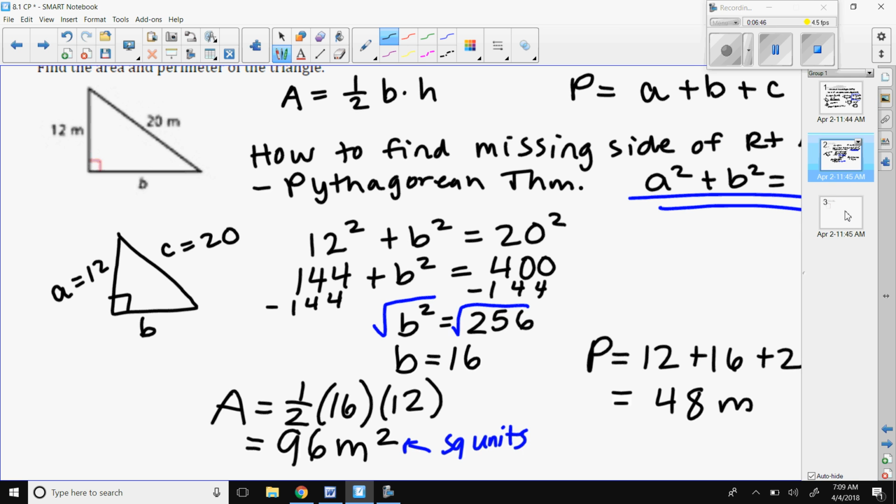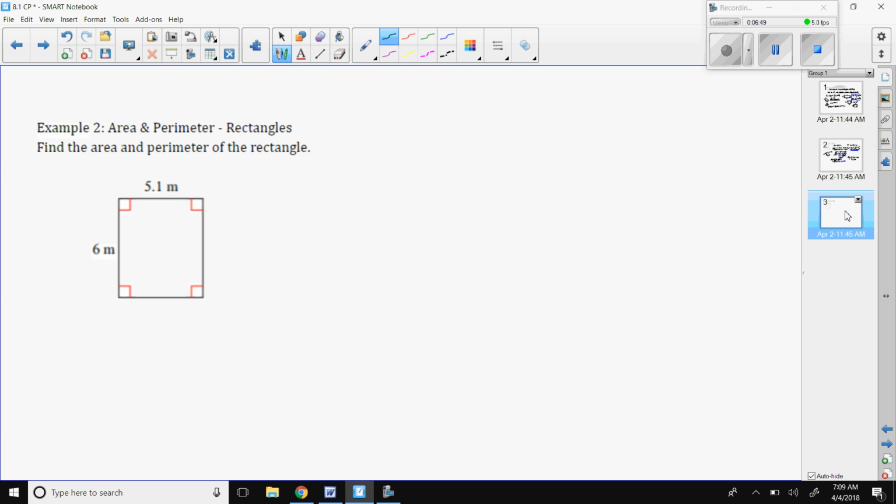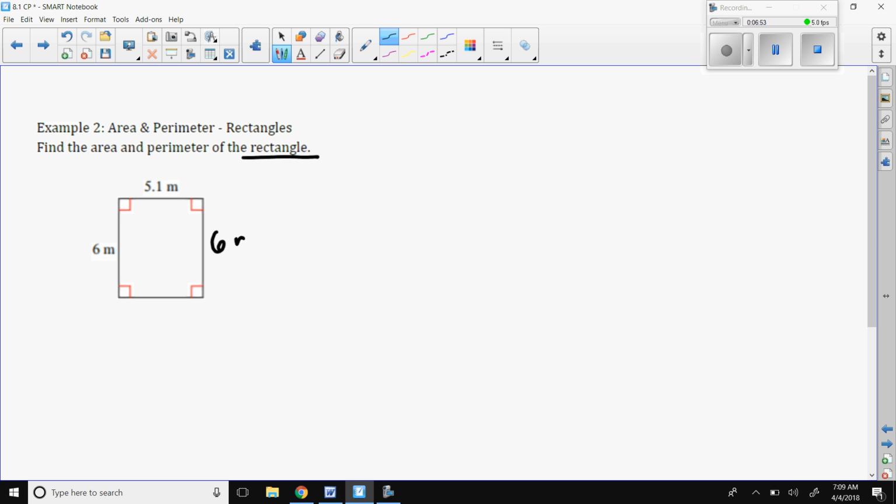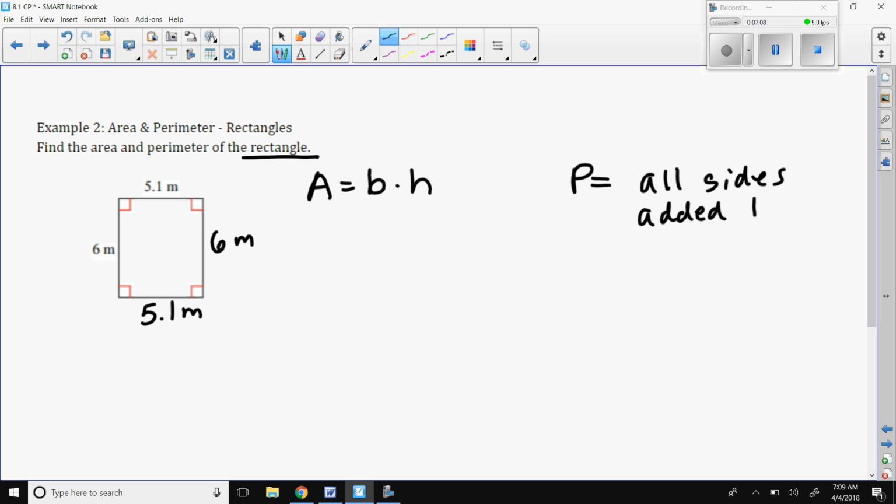One more on the back side. Find the area and perimeter of the rectangle. Okay, since we're talking about a rectangle, my opposite sides are going to be congruent, so I can fill these in. Okay, my area is going to be my base times my height. My perimeter is going to be all the sides added together. It's a bit easier. I can see that I have a base and a height here.